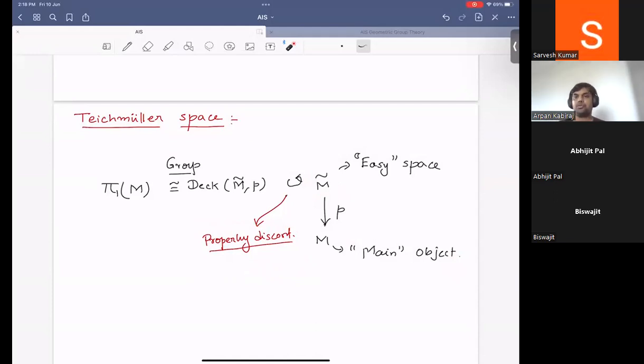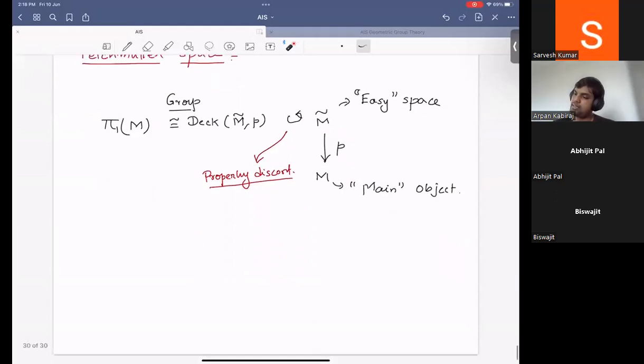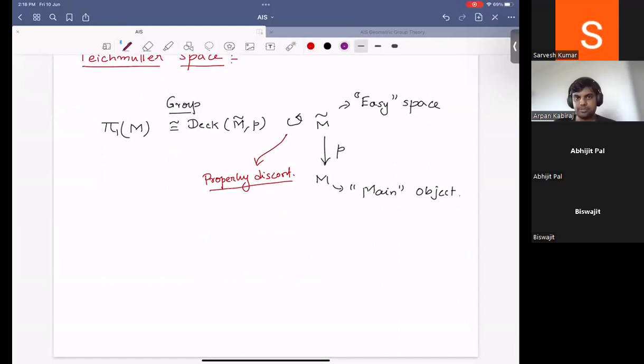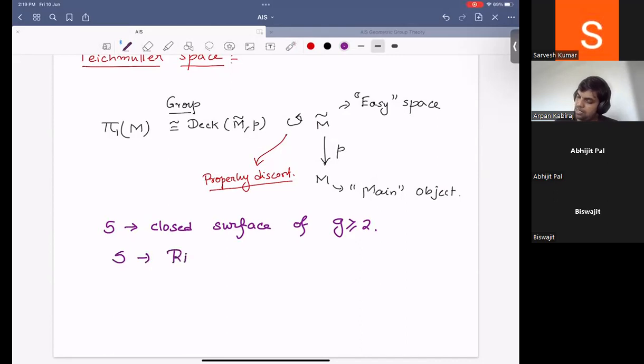Okay. So now, what is our main object of study in all this: mapping class group and Teichmüller space? The main object of study, which has classically been studied from many perspectives, is, in this talk I will focus only on closed surfaces, so compact, which do not have a boundary. So suppose S is a closed surface of genus g greater than or equal to 2. One of the properties of these surfaces is that their Euler characteristics are negative, and they admit a complex structure.